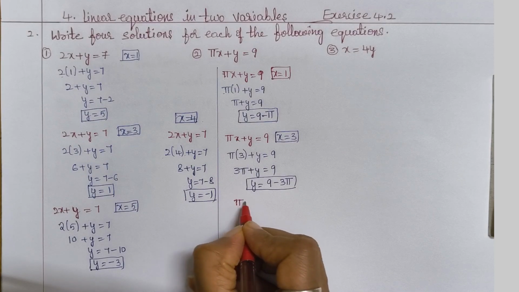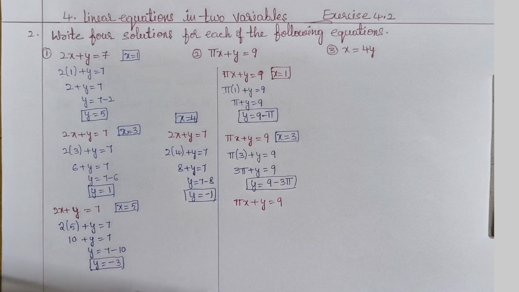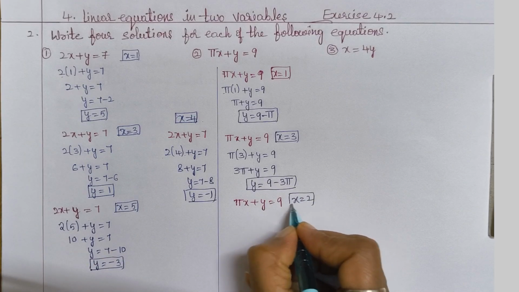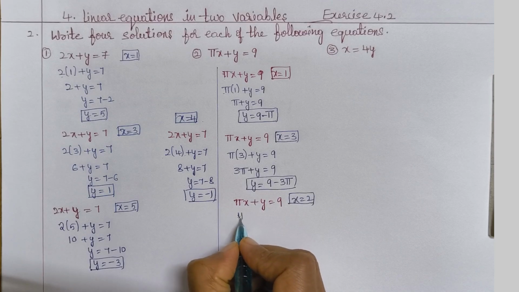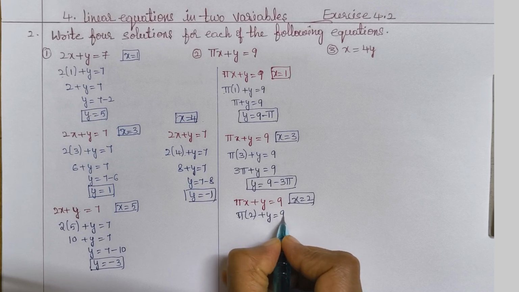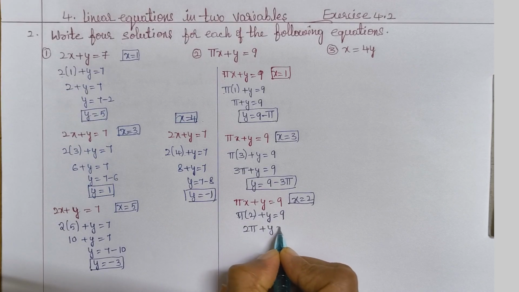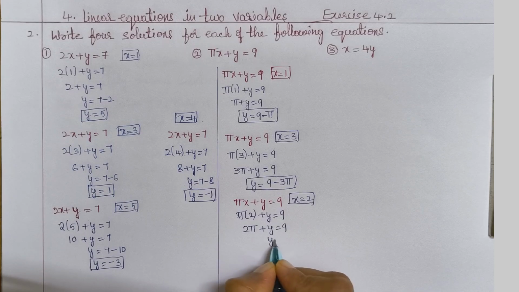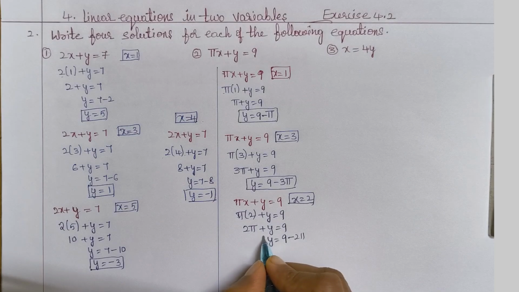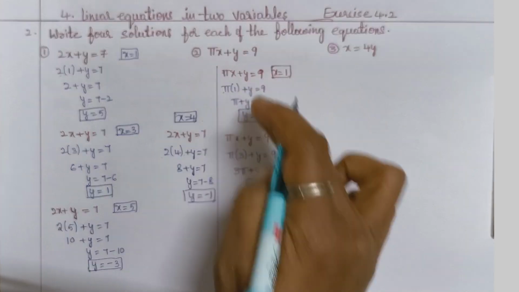Again we will take one more. Pi x plus y is equal to 9. X value I am taking 2. Now see here, pi into 2 plus y is equal to 9. Pi into 2 is 2 pi. 2 pi plus y is equal to 9. So y is equal to 9, taking this side, minus 2 pi is the answer. We can't simplify. Keep it like this only. Okay.